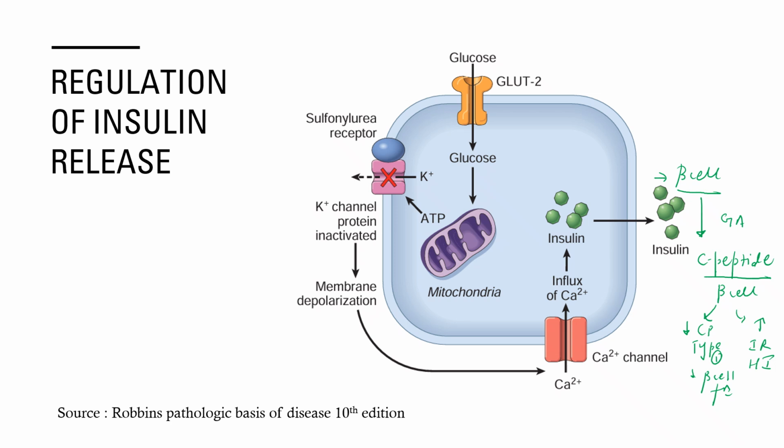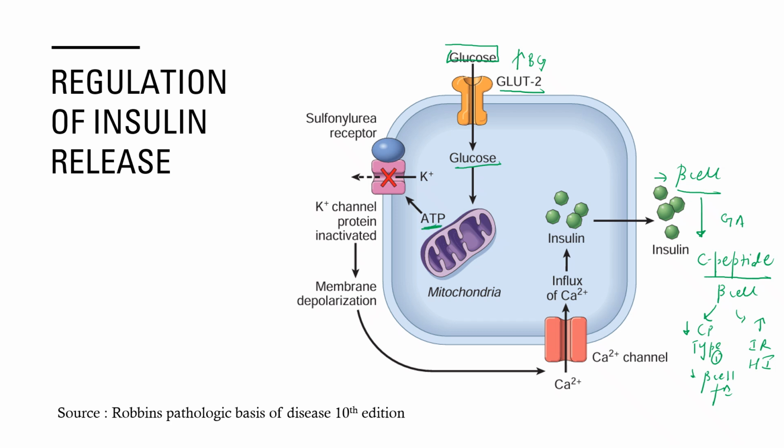hyperinsulinemia. Now, the most important stimulus for insulin release is glucose. As you can see here, whenever there is an increase in the blood glucose levels, it gets transported into the beta cell through the GLUT2 receptor. So, the GLUT2 receptor facilitates the entry of glucose into the beta cells whenever there is an increase in the blood glucose levels. Now, glucose metabolism always requires ATP.